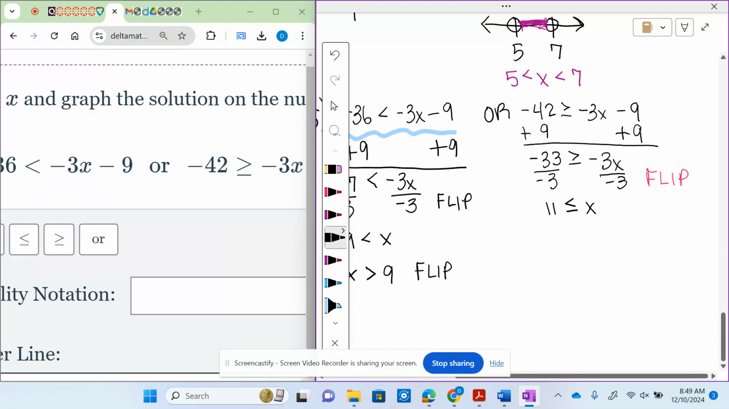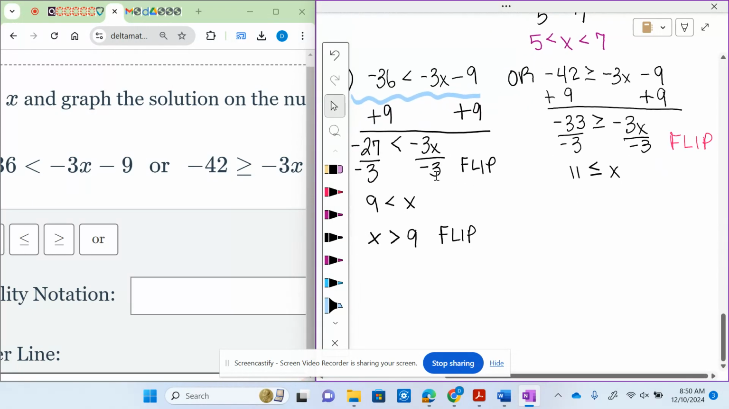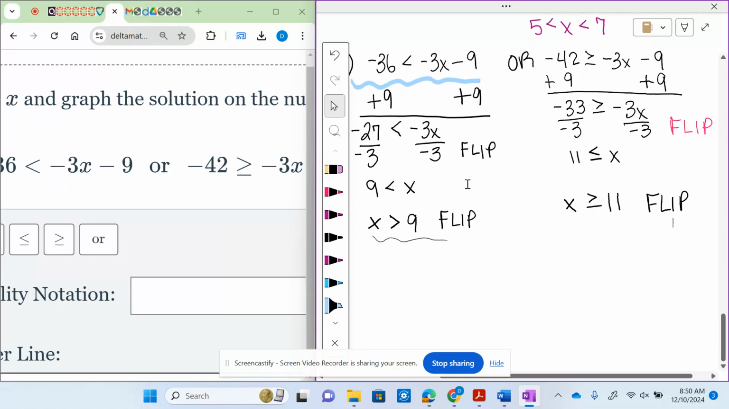So now I have 11 is less than or equal to x, x being all of the solutions. I want x to come first. Kenna, if I put the x first, what do I have to do? Look at the example right before it and see what we did. If I trade spots, if I move them to opposite sides, you have to flip it again. X is greater than or equal to 11. When you move the variable, you have to flip it again.